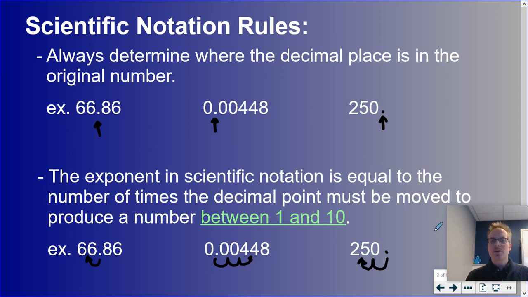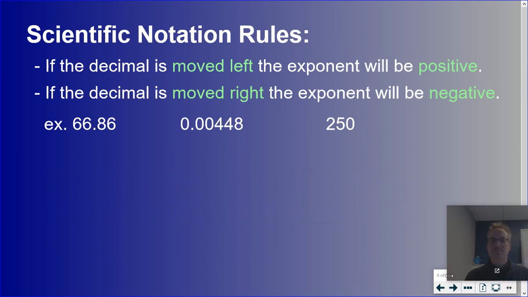So rule one, locate the decimal. Rule two, decide how many places you're going to move it left or right so that you only have one digit, 1 through 9, to the left of that decimal place. Okay, last but not least, and this is probably the most important rule, it depends on which direction you move, which determines whether the exponent is going to be positive or negative.